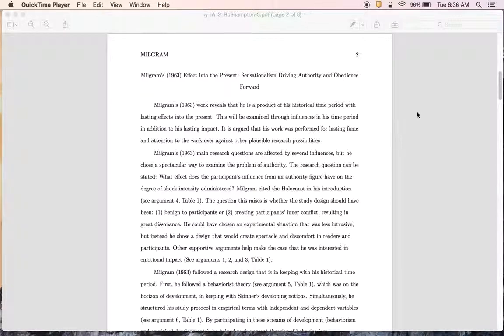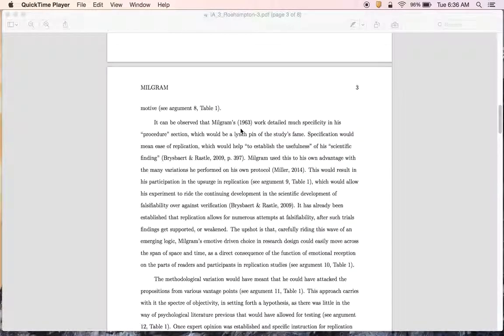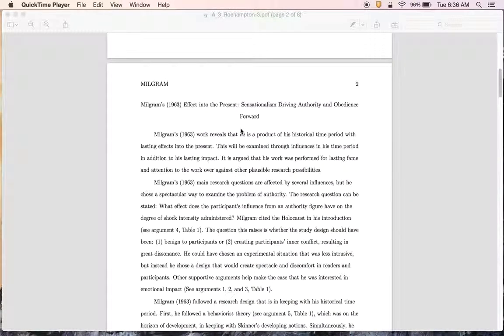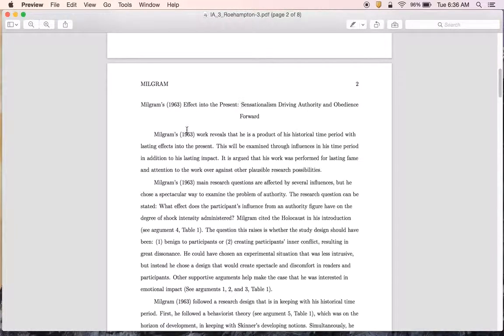So what I give you, maybe we could even call it a 5-paragraph essay. I'm sure it's somewhere near there. Basically, I get into the thesis, and what I argue is that Milgram's work is performed for lasting fame and attention over against plausible research possibilities. So I'm nailing him right here, and I'm creating a theory as to why his famous study on obedience was written. Okay, and so that's my thesis. What I've done is I'm going to tell people I'm arguing this, and that's what I'm doing.